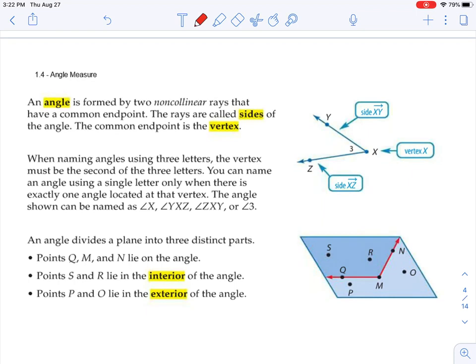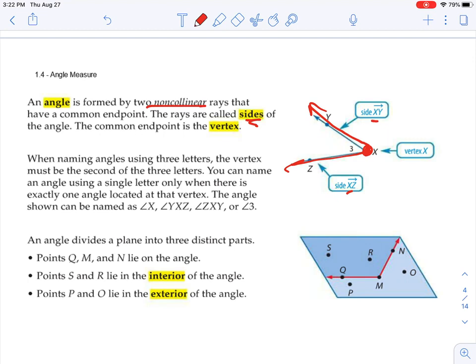An angle is formed by two non-collinear rays, so they do not form a line, that have a common endpoint. The common endpoint is called the vertex, so in this case, our common endpoint is X. They also have sides, which are our rays. So our rays here form our sides. So ray XY and ray XZ are the sides of our angle. Notice the vertex is always the first point that we talk about when naming our sides.